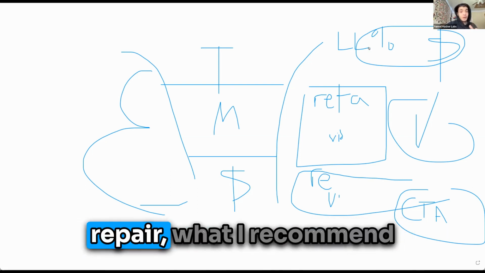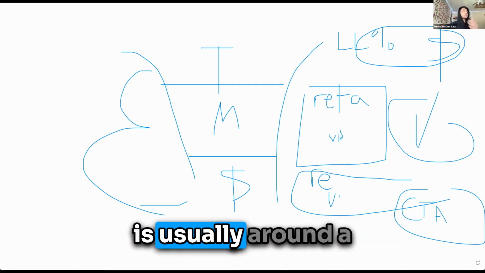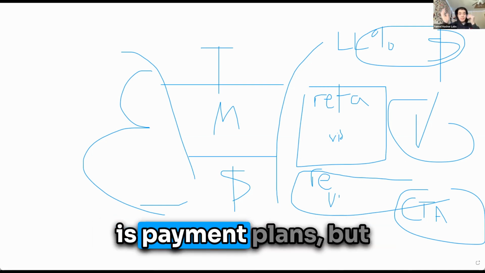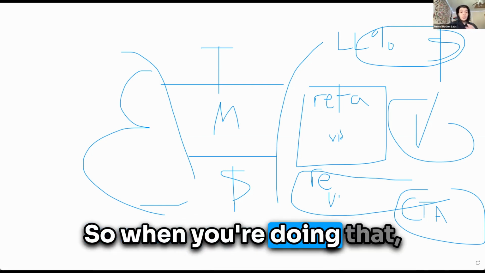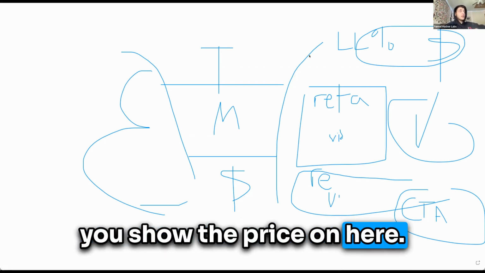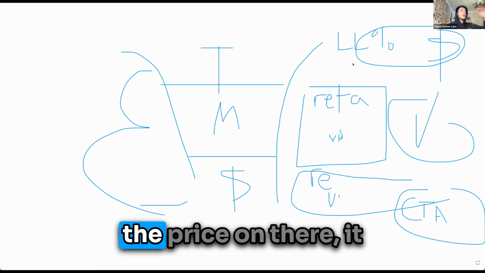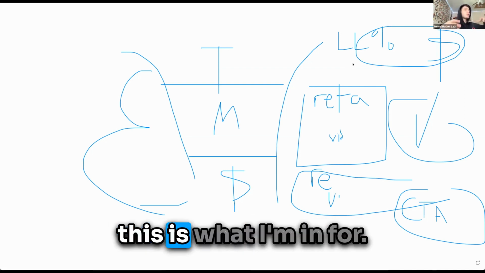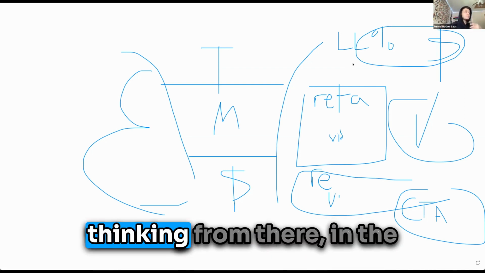For credit repair, because it's usually around $1,000, maybe with payment plans, but usually around a grand, I always recommend that at the very top of the funnel you show the price. Because you're showing the price, it gets people to say, hey, this is what I'm in for. And it gets them thinking.